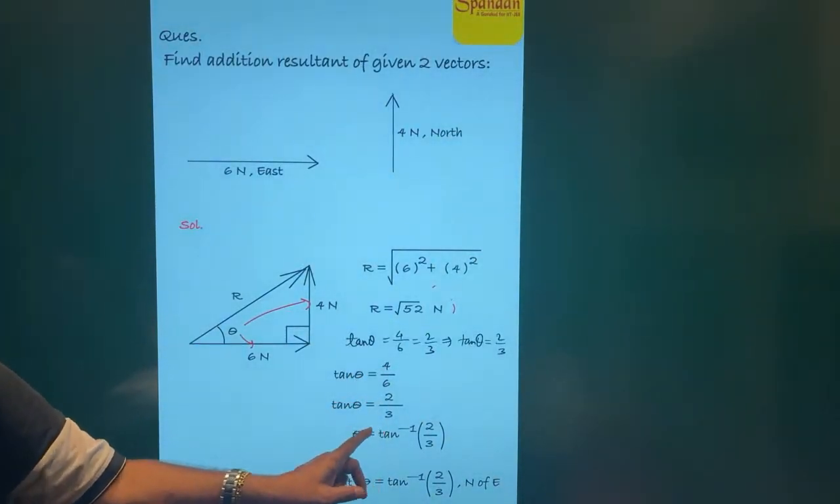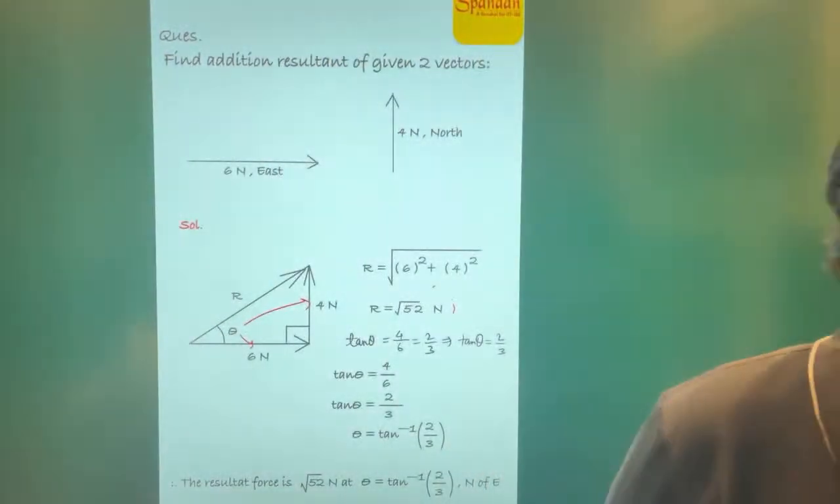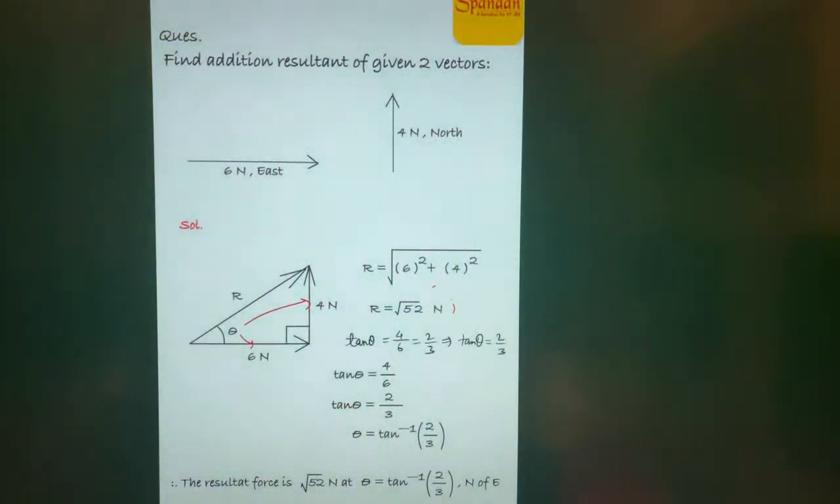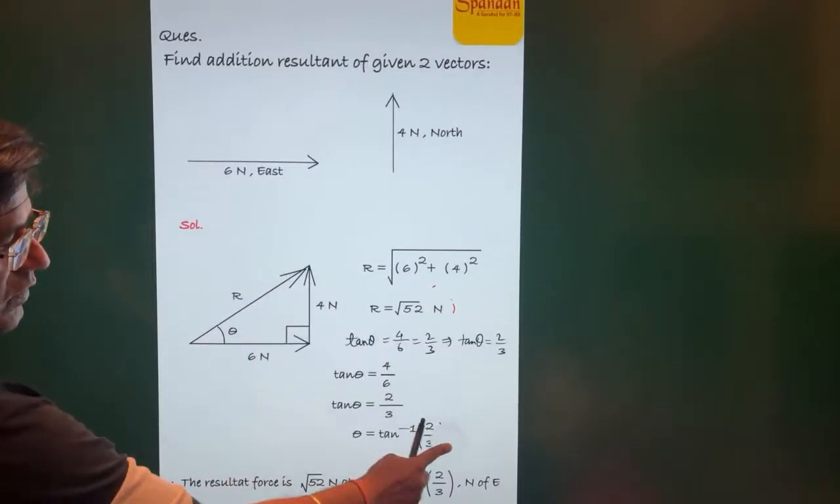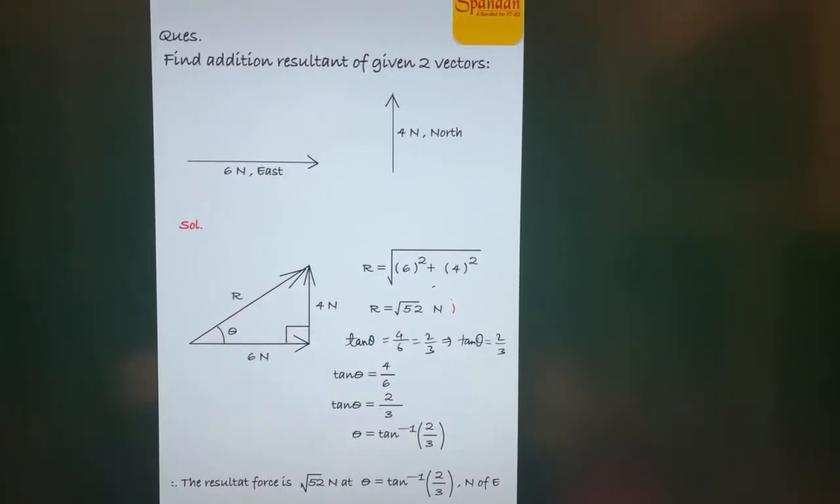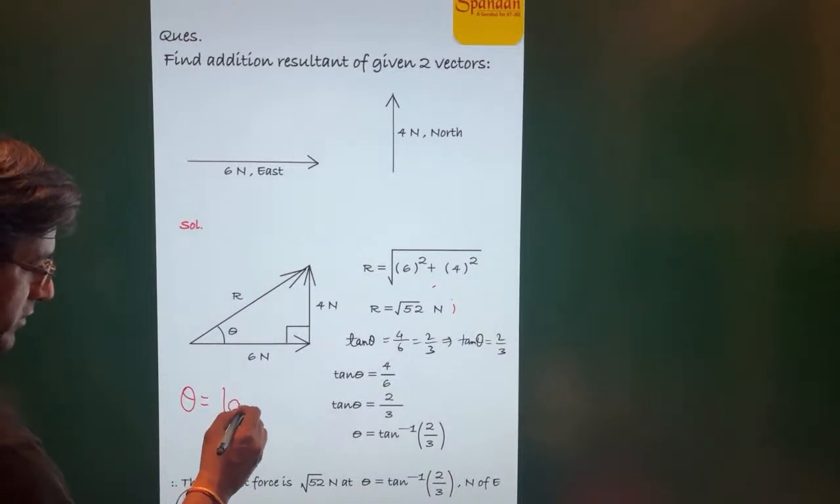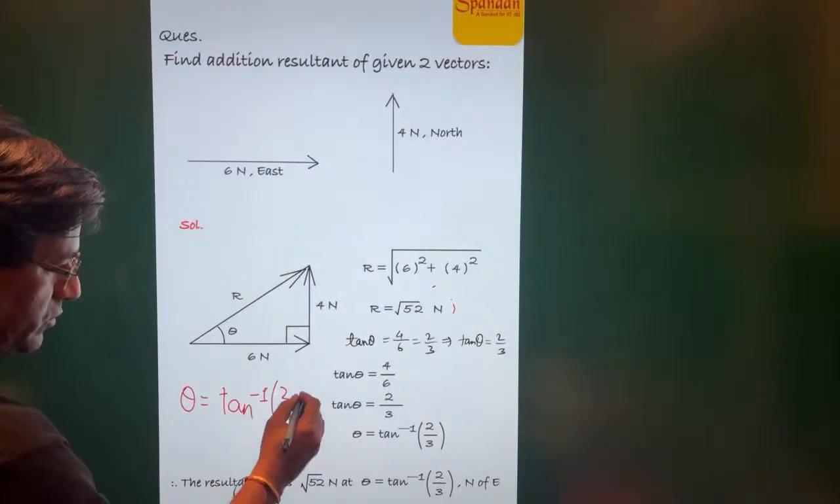Now this 2/3 is not a standard result, because we can say tan theta value is 1, tan theta 1/√3, tan √3. These are the standard values, right? So we will write tan theta equals 2/3. So what we will do, we will use tan inverse. So now this theta is written as tan inverse. This tan inverse is called inverse function.